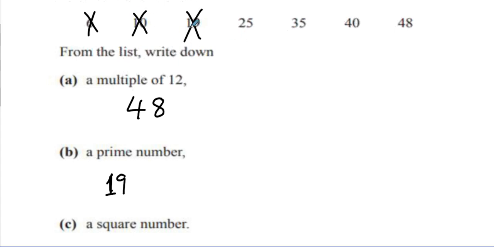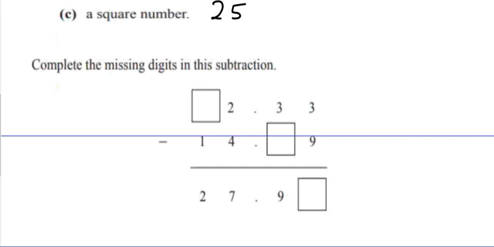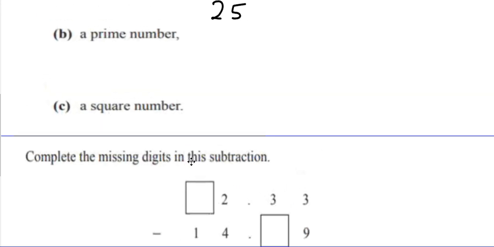19 is not a square number. But 25 is a square number. Why is 25 a square number? Because there exists a number which when multiplied by itself gives you 25. That number is 5 times 5. This gives you 25. So 25 is a square number. So here you write a square number is 25. 35 is not a square number. 40 is not a square number. 48 is also not a square number. Alright, let us see this calculation here.